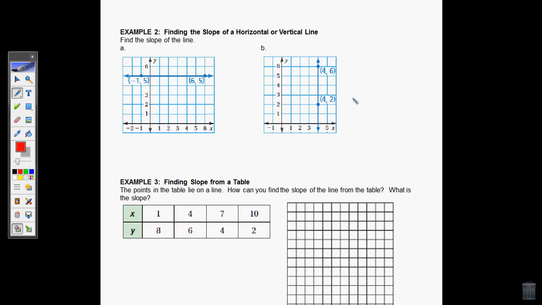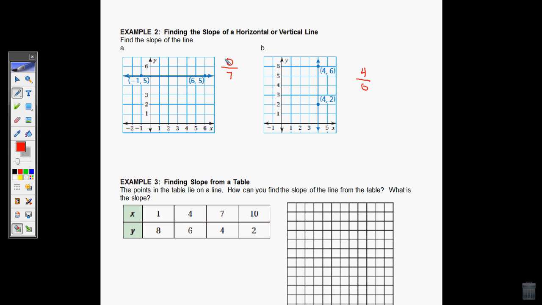Now, what about when the line is horizontal or vertical? Interesting question. Over here, I would do rise over run. I see that there is no rise, 0, over a run of 7, 0 over 7. In this case over here, I look and I see there is a rise of 4 over a run of 0. Now, the placement of 0 in these two fractions is very, very important.